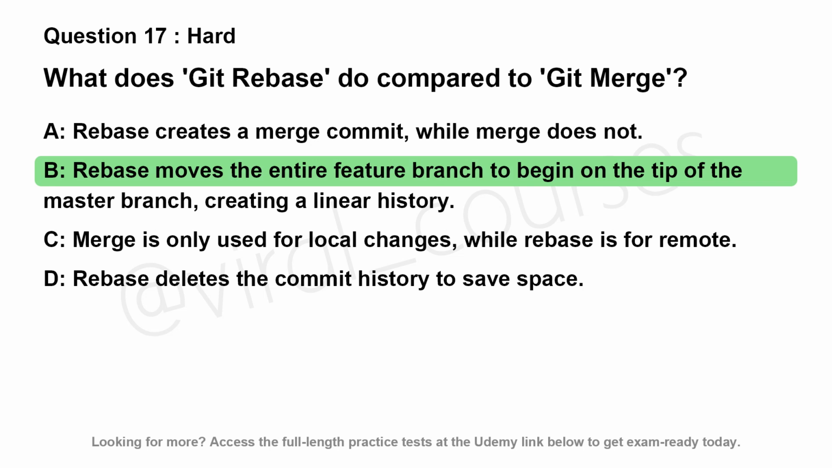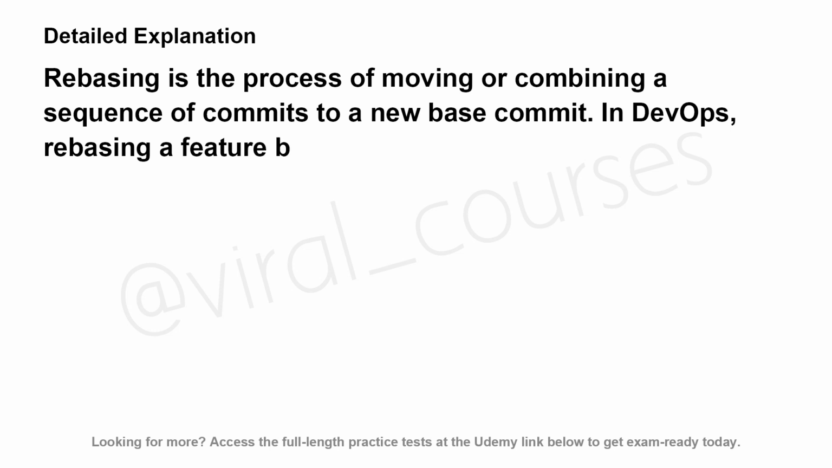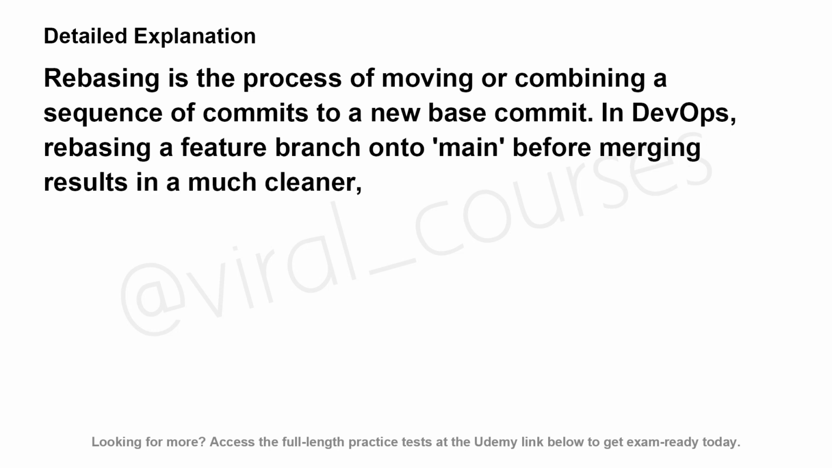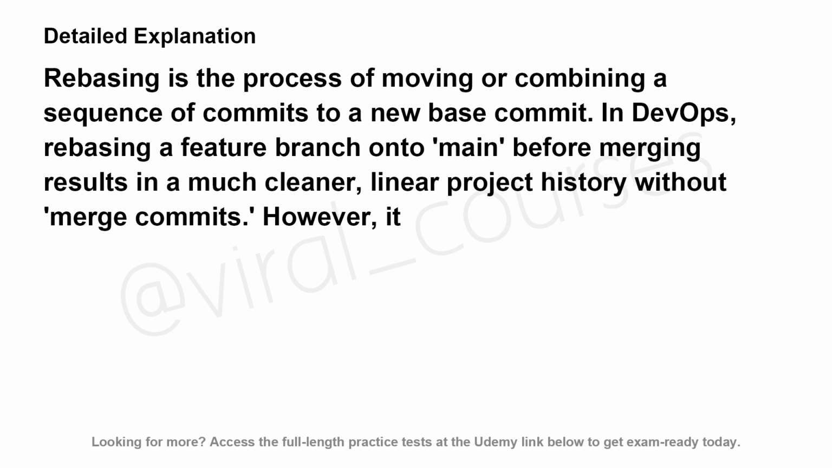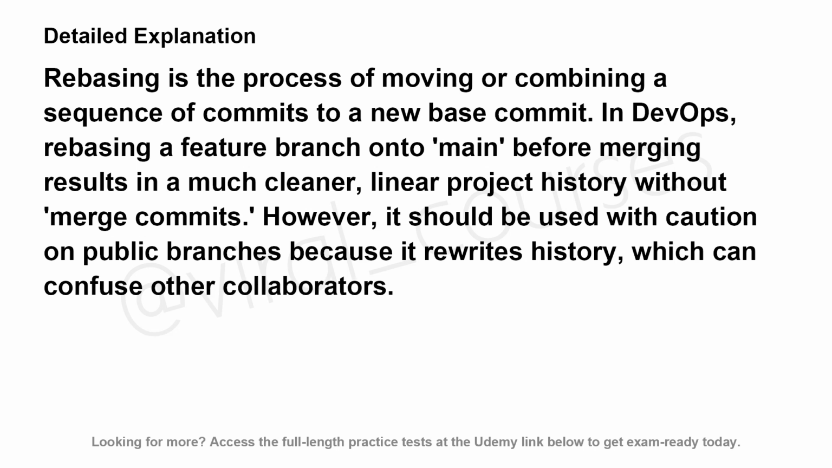The correct answer is B. Rebasing is the process of moving or combining a sequence of commits to a new base commit. In DevOps, rebasing a feature branch onto main before merging results in a much cleaner, linear project history without merge commits. However, it should be used with caution on public branches because it rewrites history, which can confuse other collaborators.